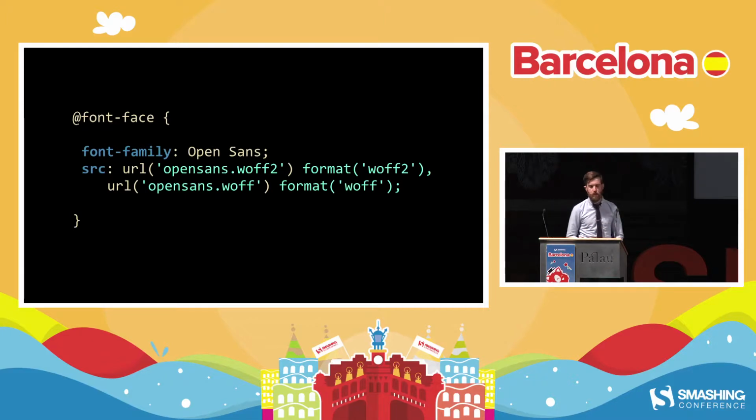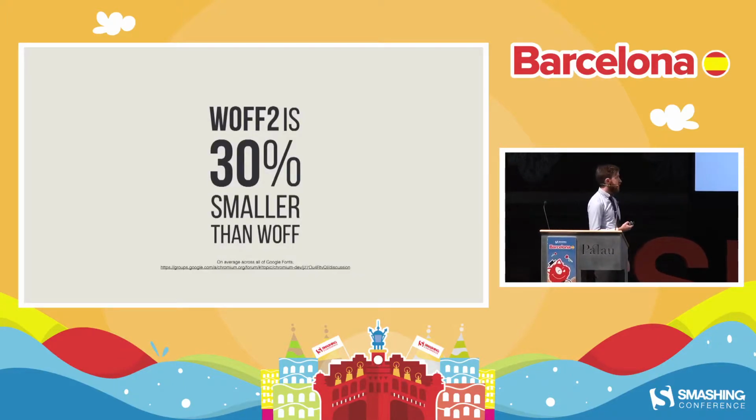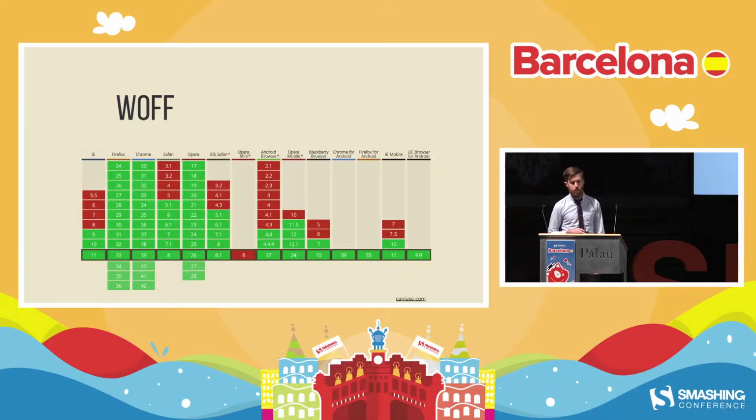So let's go back to our font face block. You'll notice that the stack in our source property includes 2 different formats, a WOFF2 format and a WOFF format. Now using both of these formats together, the browser will just use the first one it can understand, gives us a great mixture of browser support and performance. Now Google did a study on their Google Fonts property and found on average that WOFF2 is about 30% smaller than WOFF. But the browser support isn't very good for WOFF2 yet. So we also have to add in the WOFF format.